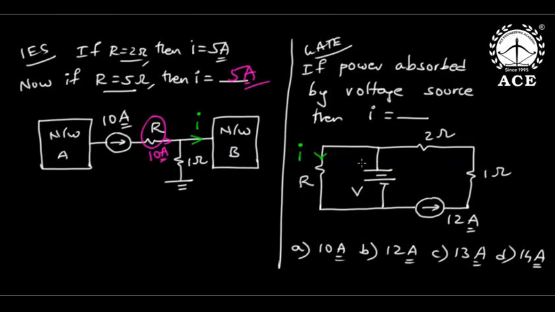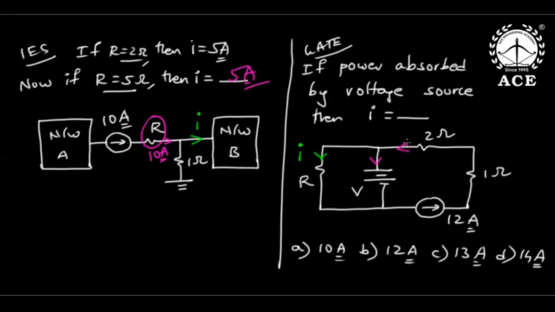If a voltage source is absorbing power, the current should enter the positive terminal. Yes, if the voltage source is absorbing, current should enter positive.